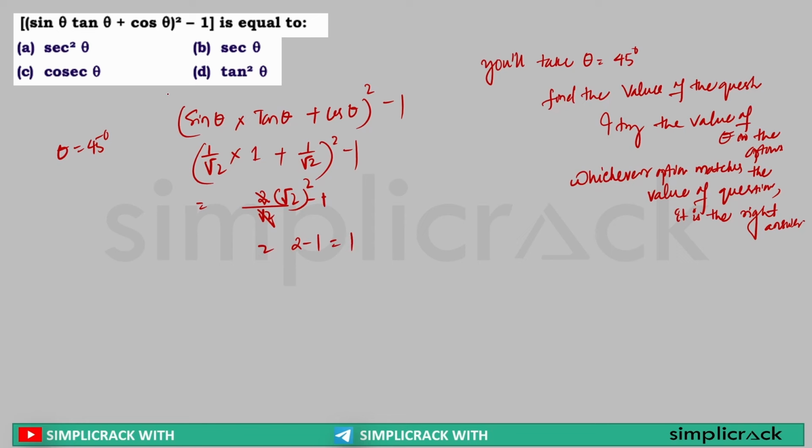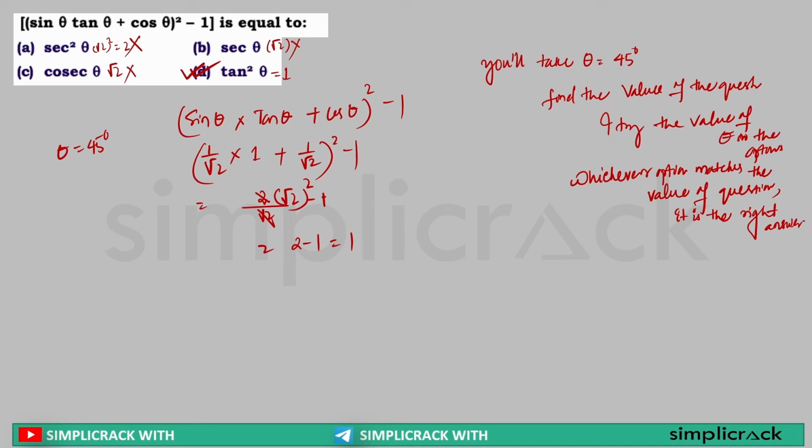Now I have to test this value in the options. Sec square theta: sec 45 is root 2, so root 2 square is equal to 2. So this is not the right answer. Cosec theta is root 2. This is not the answer. Sec theta is root 2. Not the answer. Tan square theta: tan 45 is equal to 1, so tan square theta is equal to 1. So this is my right answer. Clear? So in this case, you will directly use the value of theta and find the answer. Got it? Yes or no?